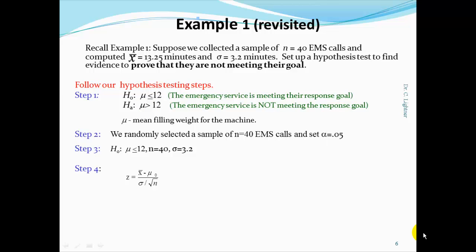In step 3, we should go out and research to find the appropriate test statistic and rejection rule for testing hypotheses of this form. Before beginning our research, we should note the null hypothesis that we are trying to test. In this case, it's mu is less than or equal to 12. We should note our sample size, which is n equals 40, and we should note any information that we know about our population. In this case, we know that our population standard deviation is equal to 3.2.